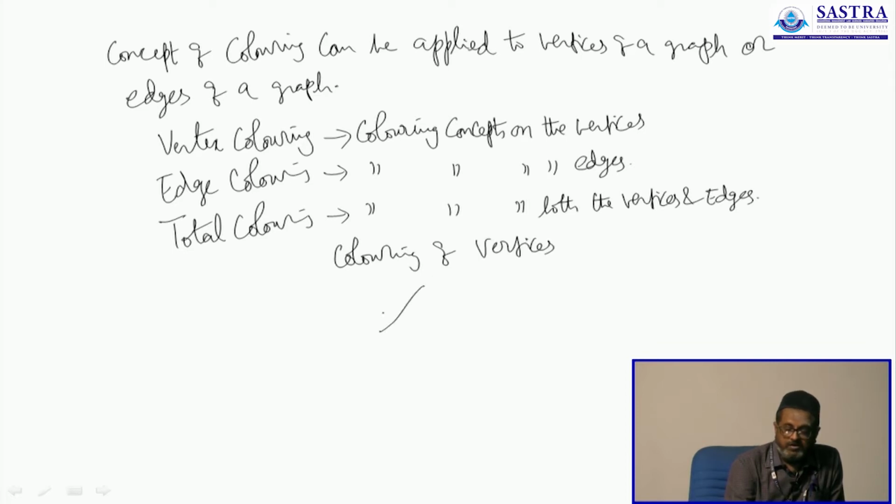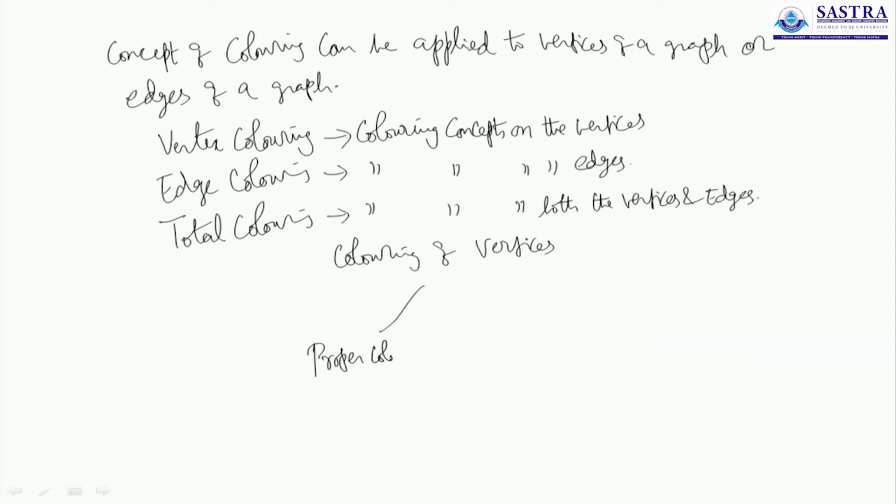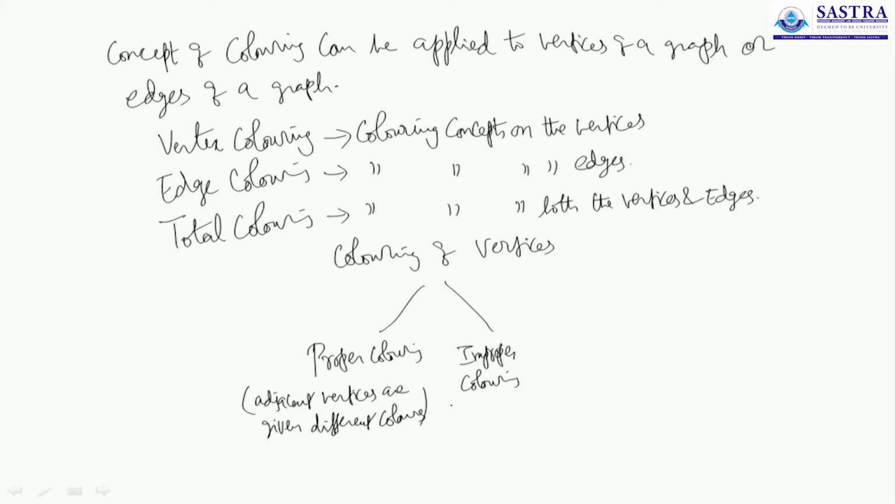And of course, in the coloring of vertices, you have 2 types of coloring. One is called the proper coloring, the other one is called the improper coloring. What is meant by a proper coloring? Adjacent vertices are given different colors, and the improper coloring is where adjacent vertices are given the same color. So these are various types of coloring. Now we will be using the basic coloring concepts.